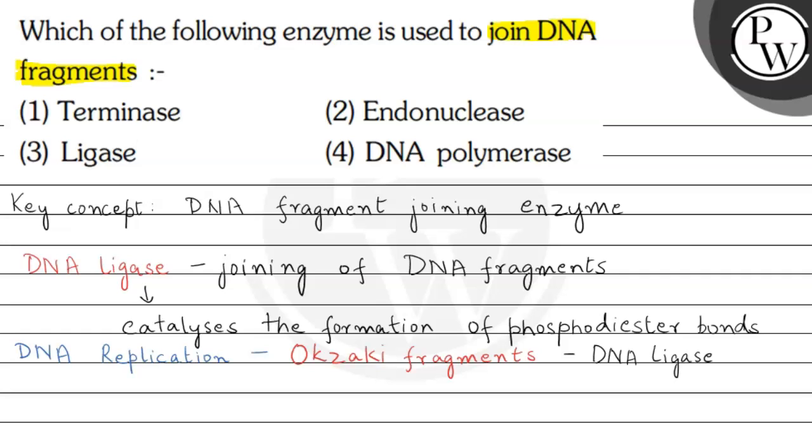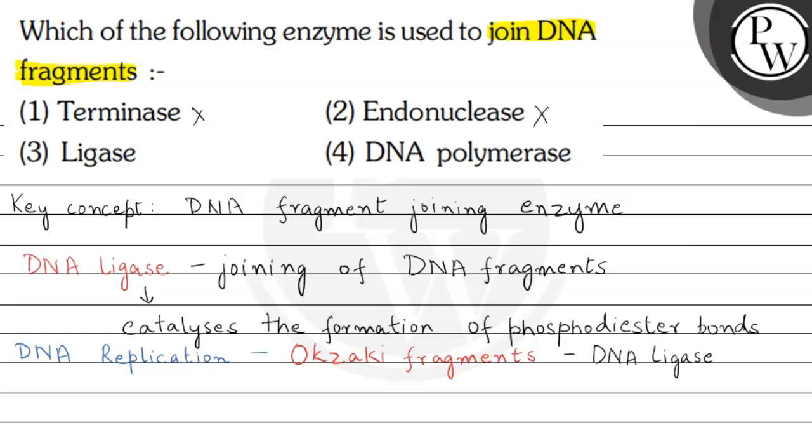So now if we see the options given over here, then the first option says terminase. So terminase won't be the answer because it is an enzyme which is responsible for the packaging of the viral genome. Now, the second option is endonuclease. Now, endonuclease is an enzyme which is responsible for the cutting of the DNA into fragments from the middle region of the DNA. So, it is not responsible for joining DNA fragments, but instead it is responsible for cutting the DNA into two DNA fragments. So, therefore, this won't be the correct answer as well.